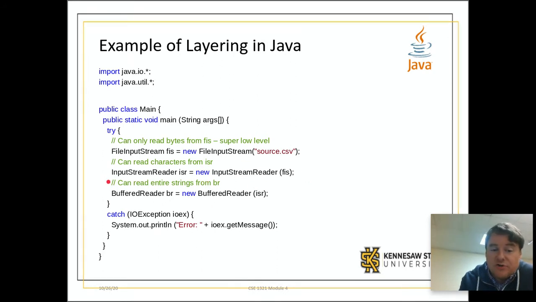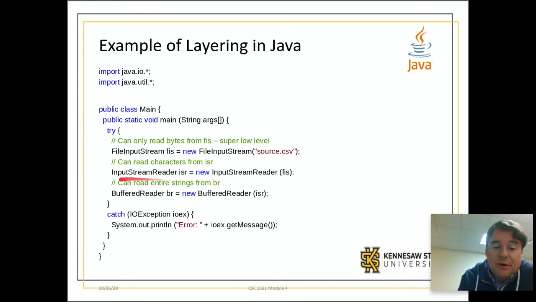So again, we're going to create a new input stream reader, and we're going to pass it the open file that we made in the previous line. So we're taking this FIS and we're passing that as a parameter into input stream reader. And that produces for us an input stream reader, which we're calling ISR, that has the ability to read character by character from the file, which is a step up from where we were reading bit by bit.